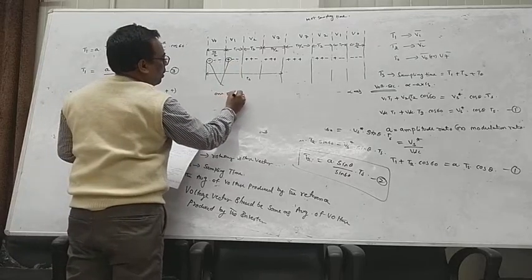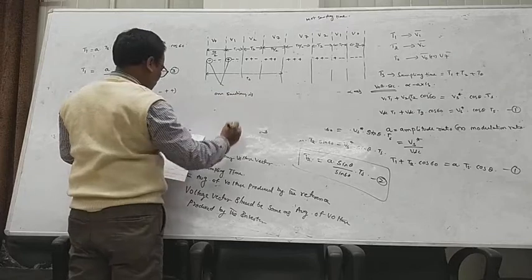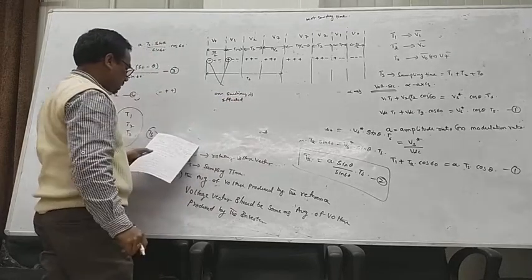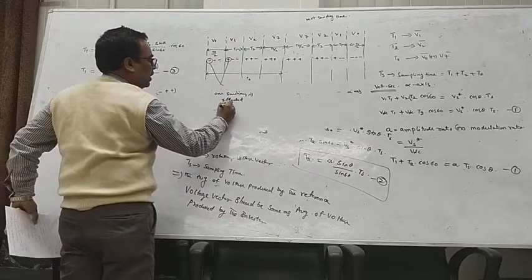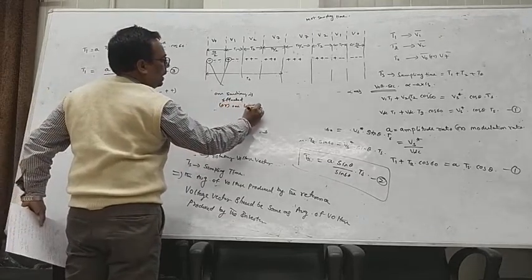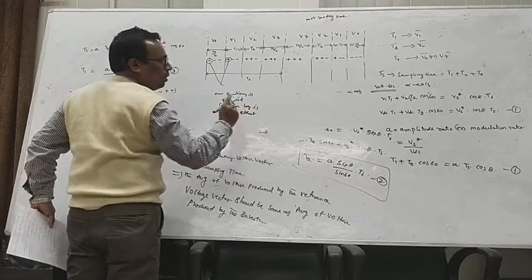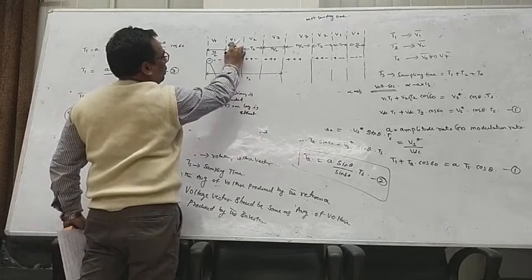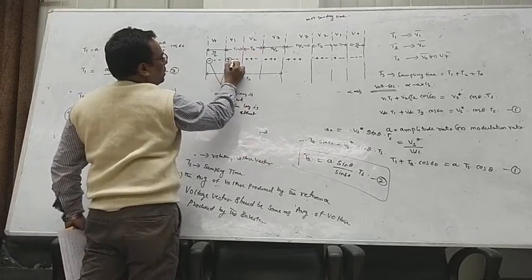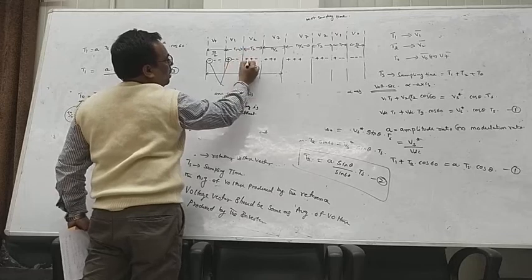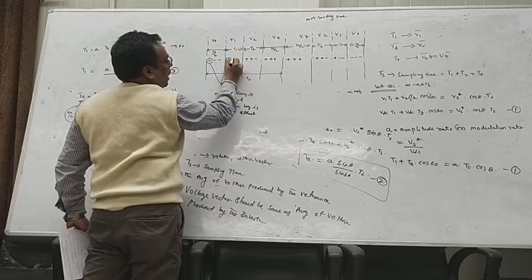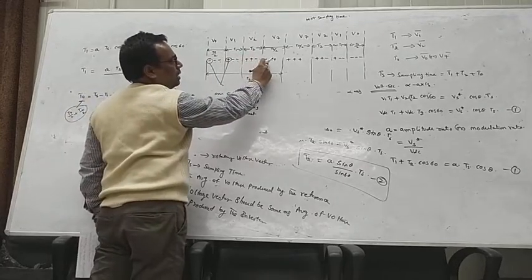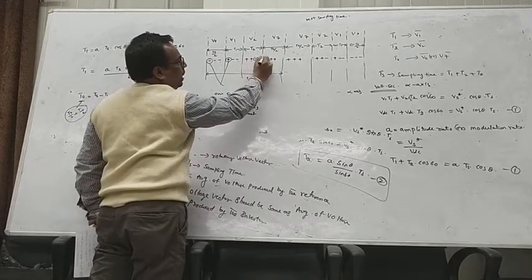one switching is affected, or one leg is affected. Only one phase is affected. From V1 to V2, plus, minus, minus becomes plus, plus, minus, so this minus is converted to plus. Only one switching state. Again, plus, plus, minus to plus, plus, plus: again only one switching state.